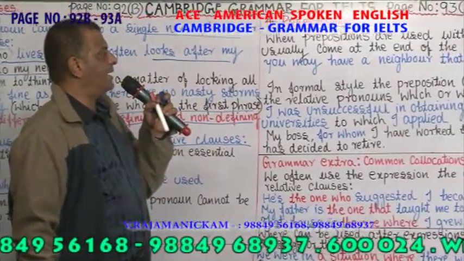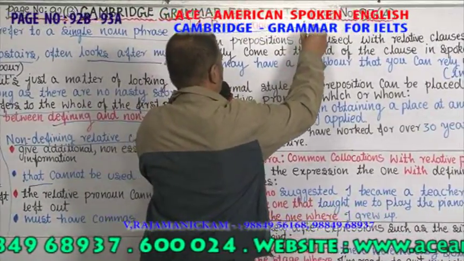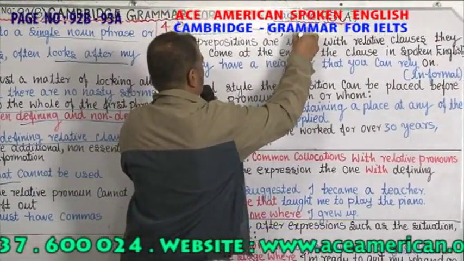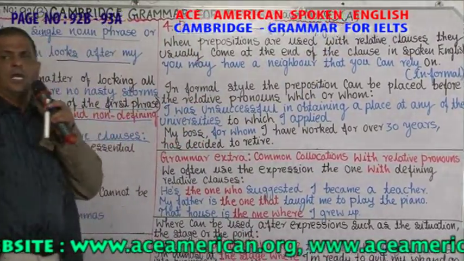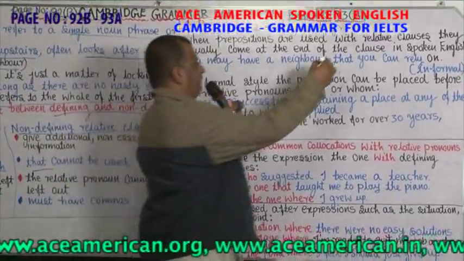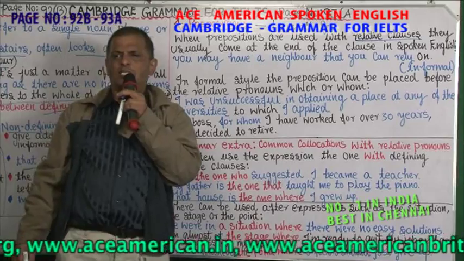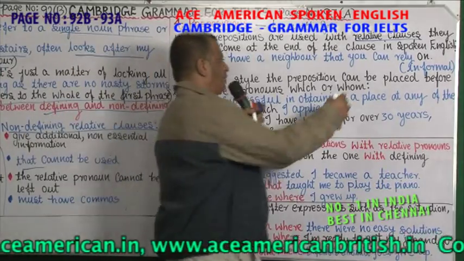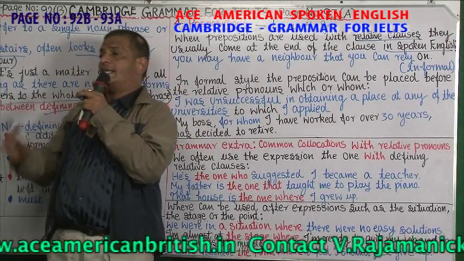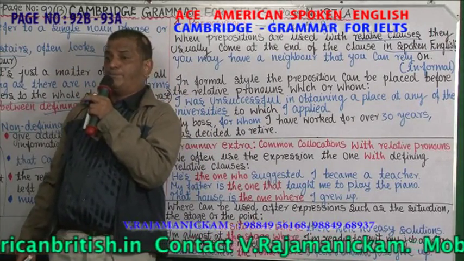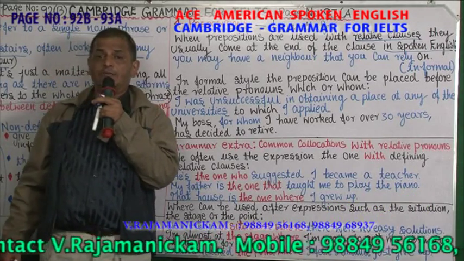When you see the examples, you will be able to find out. Prepositions. What are the prepositions? To is a preposition, right? With is a preposition. For is a preposition. These prepositions are used with the relative clause. They usually come at the end of the clause in spoken English. So when prepositions are used in relative clauses, they come at the end of the sentence.